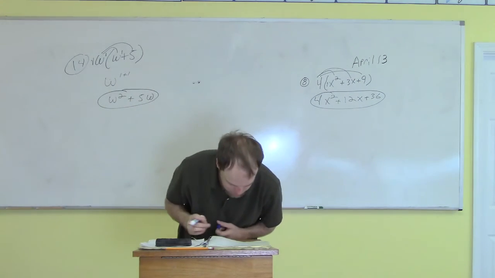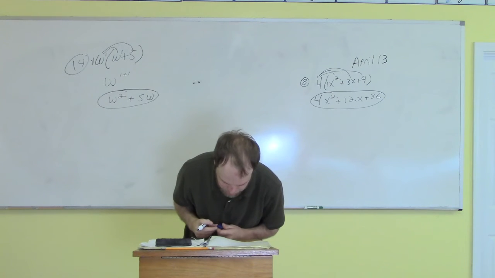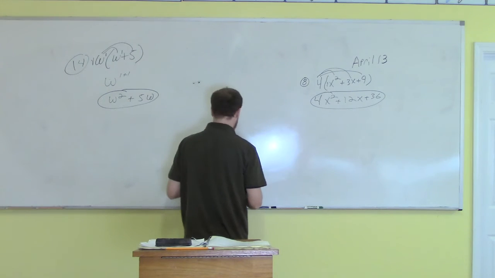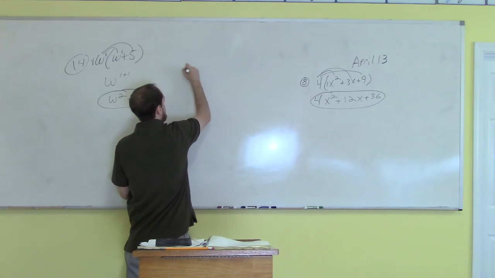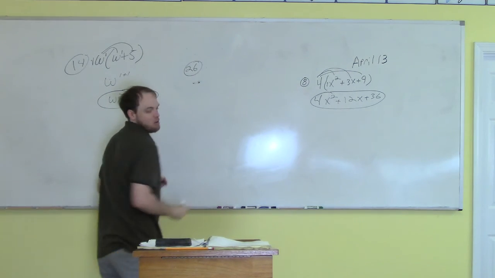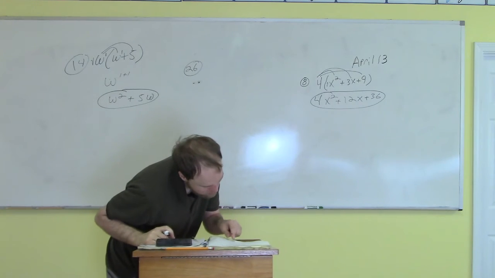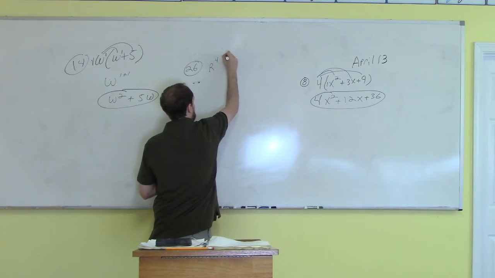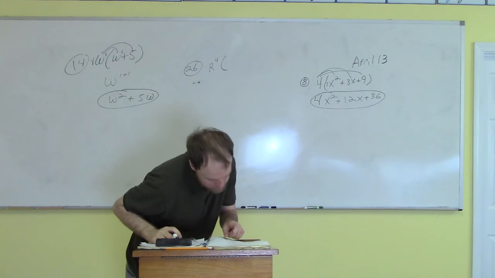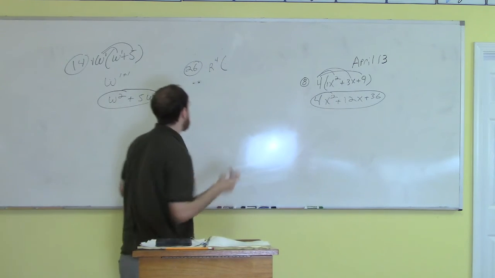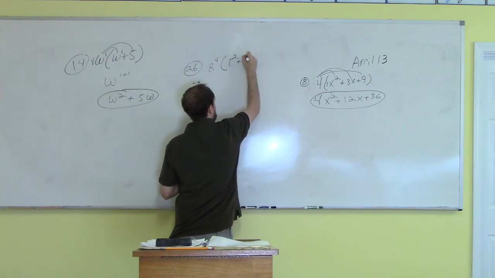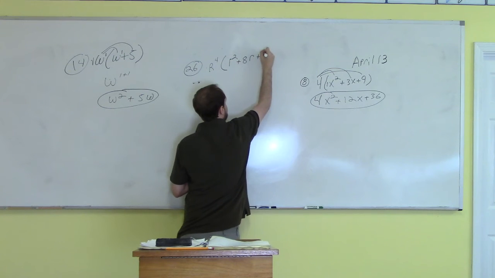Skipping around a little bit, we'll try 26. So I'll do 26 next. So 26 says r to the 4th, and then the parentheses, and I have r squared plus 8r plus 10.